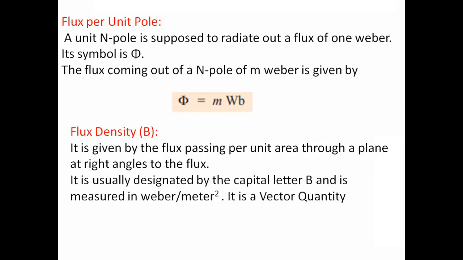It is usually designated by a capital letter B, and is measured in Weber per meter square. With respect to area, the unit is meter square, and the flux is presented over an area. That's why the units are Weber per meter square. So flux density is measured in Webers per meter square, or we can represent it with Tesla.